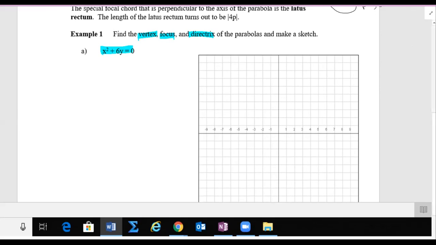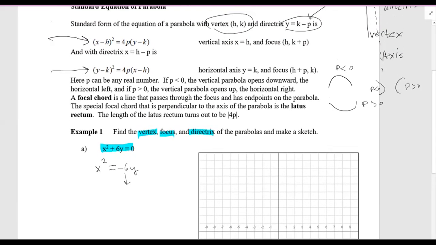Now, first of all, let's get it into our standard form. See if x squared can be equal to negative 6y. Now that tells us, remember our form up here looks like this. This is the form we're working with here. And the number right in front of the y term is a -6. So that is our 4p. That tells us what p is going to be. So -3 over 2 is equal to p.